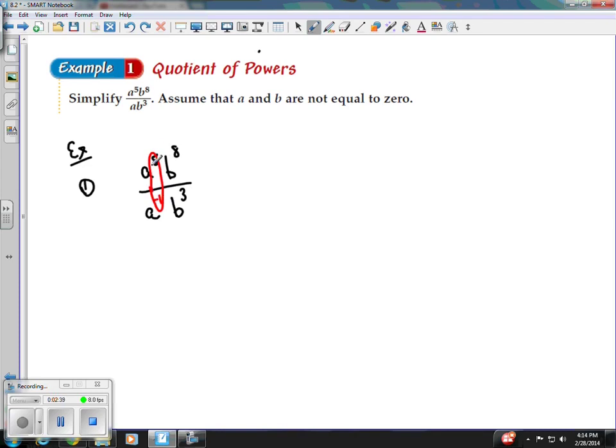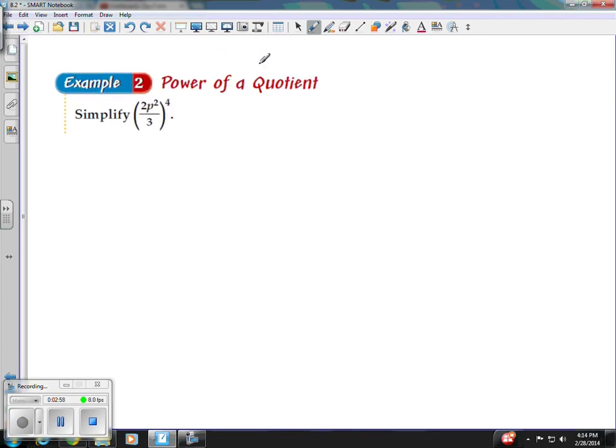So we do 5 minus 1 gives us a to the 4th, and we drop down our b, then 8 minus 3 is b to the 5th. There we go, and that's our dividing monomial. So let's look at one more.